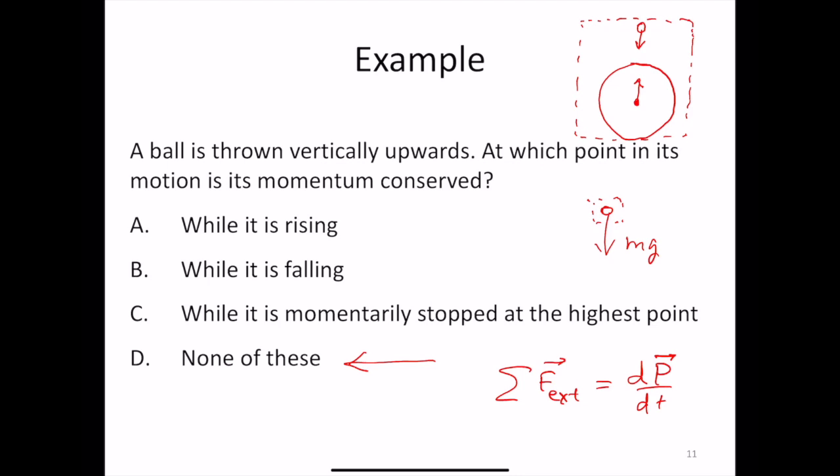So if you expand your system to include both the earth and the ball, then the net external force on the system is 0, because gravity just becomes an internal force in that case. So in that case, the momentum of the ball plus the earth will be conserved, right? However, this question is just asking for the momentum of the ball. And the momentum of the ball, if you take the ball to be your system, then there is an external force acting on the system, and so the momentum of the ball will not be conserved.